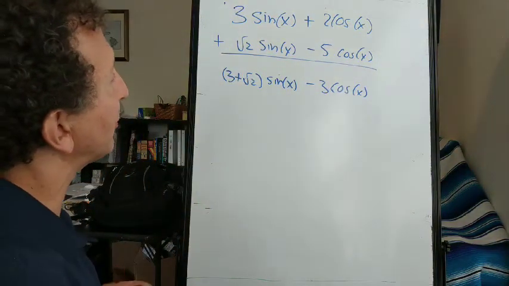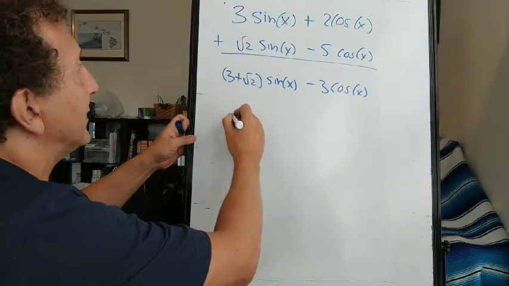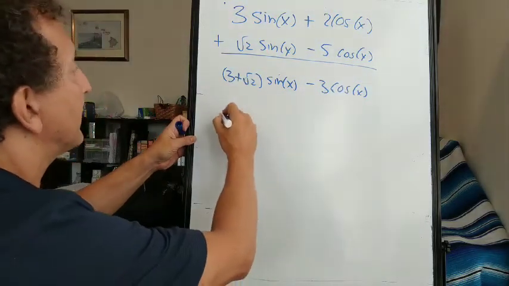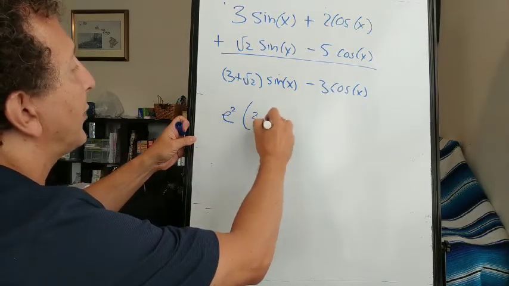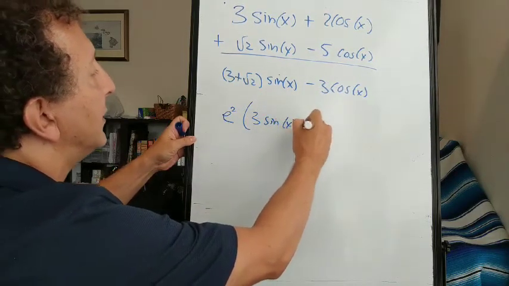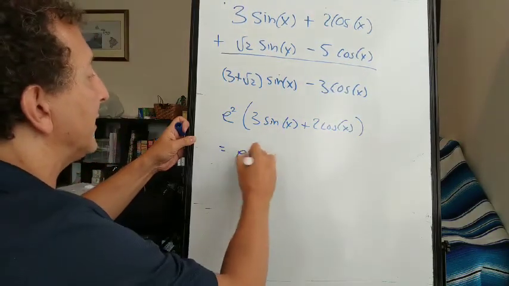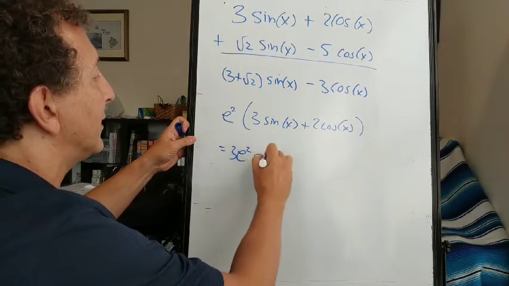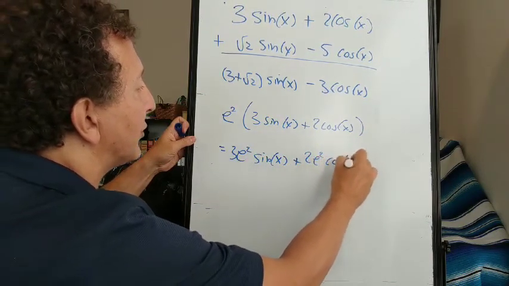And if we want to multiply an expression like this by a scalar, let's say e squared times (3 sine of x plus 2 cosine of x), then we just get 3e squared sine of x plus 2e squared cosine of x.